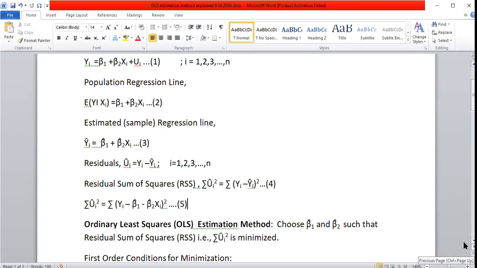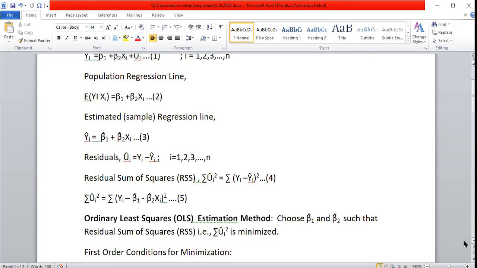Professor, how did we get equation 3, y hat equals beta 1 hat plus beta 2 hat x? The whole point is to get this equation. Right now, we don't know what beta 1 hat and beta 2 hat are. So we are imagining a line. We don't know exactly where that line is. We are trying to draw that line. So if you are trying to draw a line, what do you need? You need the intercept and you need the slope.